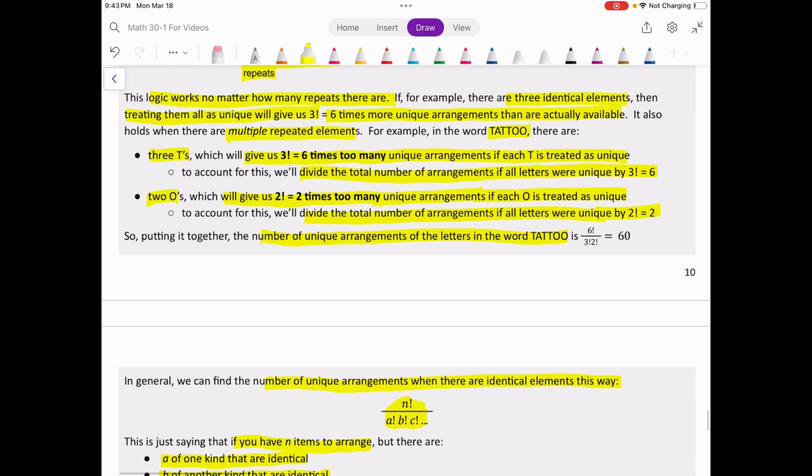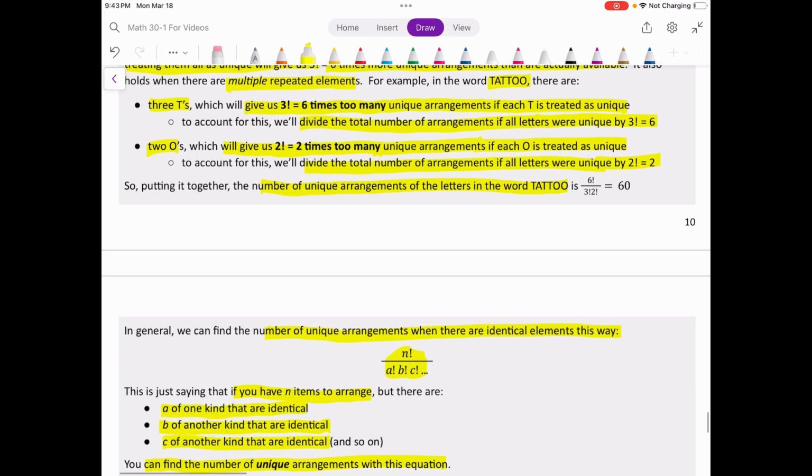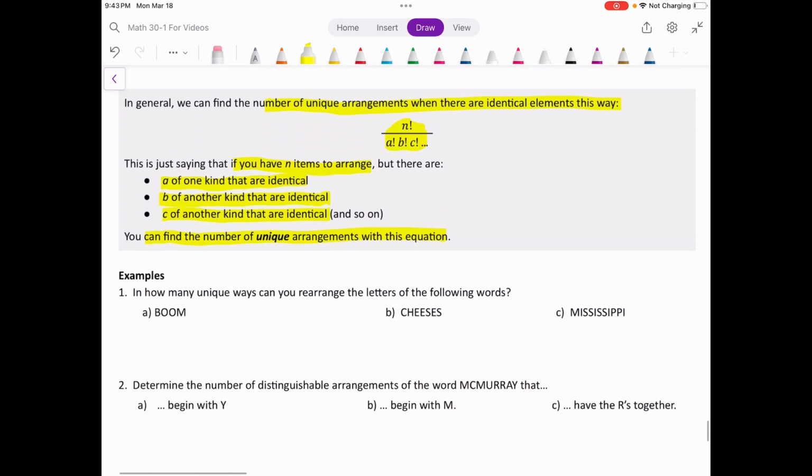There are 6 letters, so there's 6 factorial ways to arrange them, but there's 3 identical T's, and there's 2 identical O's. So we'll divide by 3 factorial times 2 factorial, because we're getting 3 factorial times too many from the identical T's, where switching around doesn't really make a new arrangement, and 2 factorial times too many from the identical O's, where switching those around doesn't really make a new arrangement.